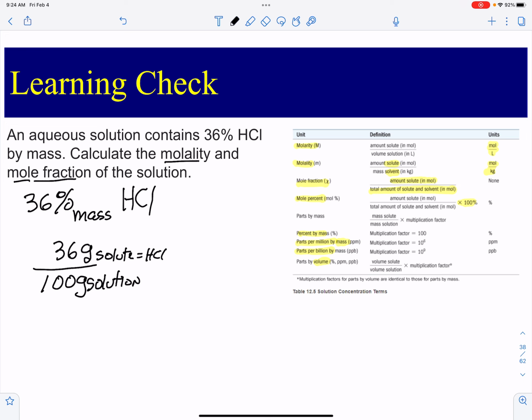So let's assume, to make it easier on ourselves, that we're dealing with 100 grams of solution. Molality, molarity, all those are ratios, so they just scale. It doesn't matter if we have 500 grams; based on the percentage, we can say we have 100 grams of solution and 36 grams of solute. So how can we translate that to molality?